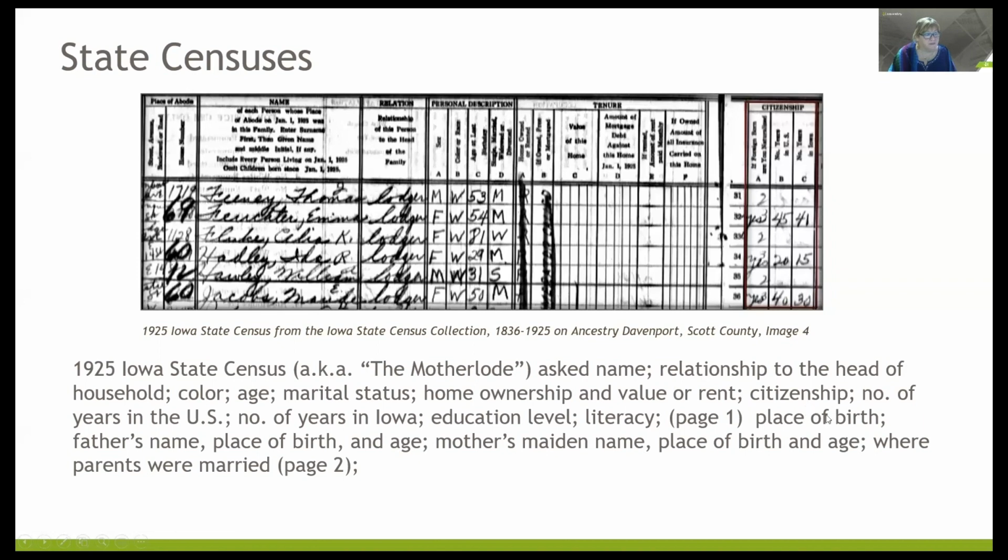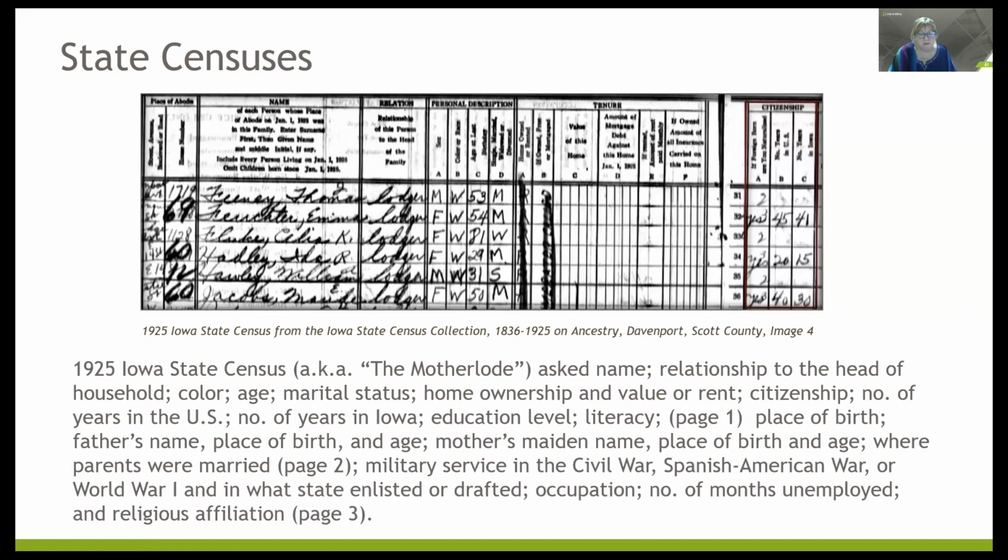Page 2 gives the place of birth, also the father's name, his place of birth and age, mother's maiden name, her place of birth and age, and then where the parents were married. So these are pieces of information I've never seen in one particular record all at once.